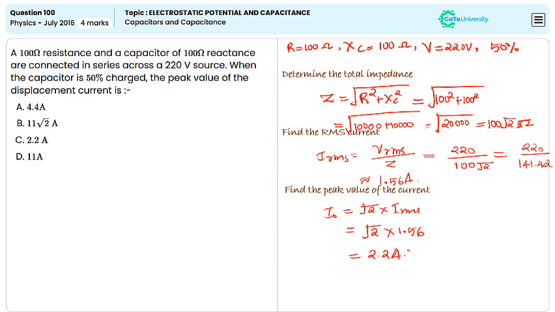Since the capacitor is 50% charged, we are looking for the peak displacement current when the current is flowing through the circuit. Thus, the peak displacement current is 2.2 amps, so the correct answer is option C.